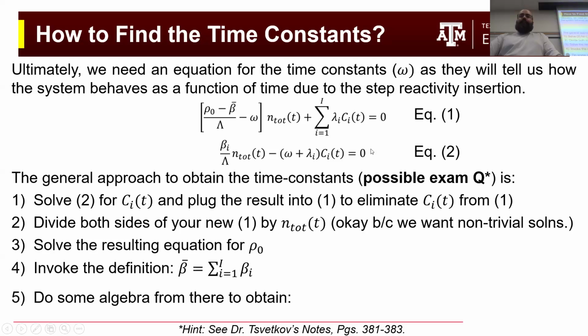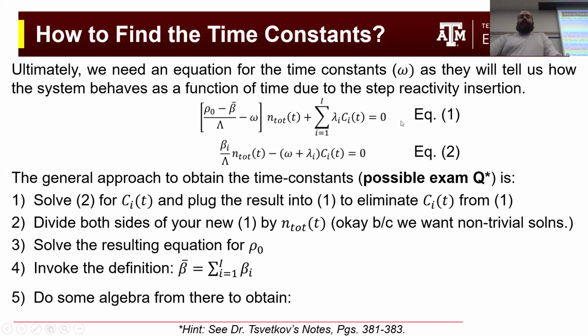And then we're going to take that formula for Ci of t equals stuff, and plug it in right here into equation 1, which will eliminate Ci from equation 1, and give us a new version of equation 1 where every term has a multiple of n total attached to it. And if every term has an n total attached to it, we can go ahead and divide out the n total, because the only way that would be bad is if n total was 0, but we want the non-trivial solutions, so we can ignore the 0 solution.